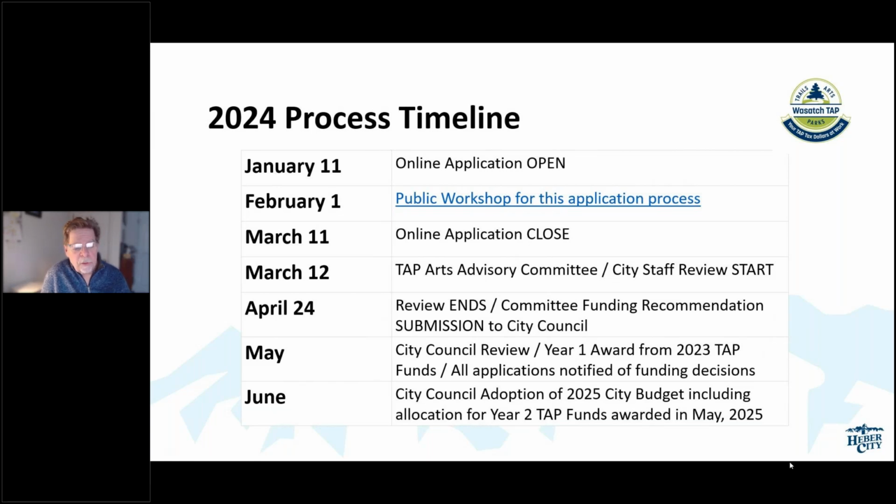Then in June, the City Council will be reviewing its 2025 city budget. And in doing that, they're going to be looking at the allocation of what is projected for year two, the year we're in now, of collecting TAP funds that therefore would be awarded in May of 2025. So I wanted to clarify the evolution of how this will turn itself into an annual cycle. So with that, let me pause for a moment. Are there any questions about the timeline?